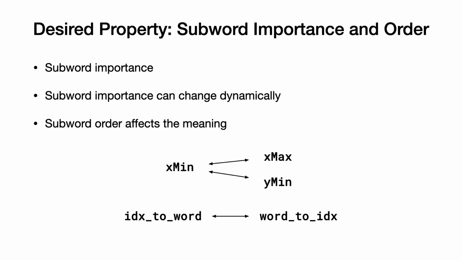This brings us to our next property, which is subword importance and order. Different components in a variable name, which we call subwords, can contribute differently to the overall meaning of this variable. This importance can even change dynamically. For example, when comparing xmin to xmax, we want min and max to be more important. But when comparing xmin to ymin, we then want x and y to be more important. And also the order of these subcomponents can affect meaning, like index to word or word to index. These problems suggest that we might need to consider more sophisticated methods than simply taking the average of the subwords as a representation of the whole variable.